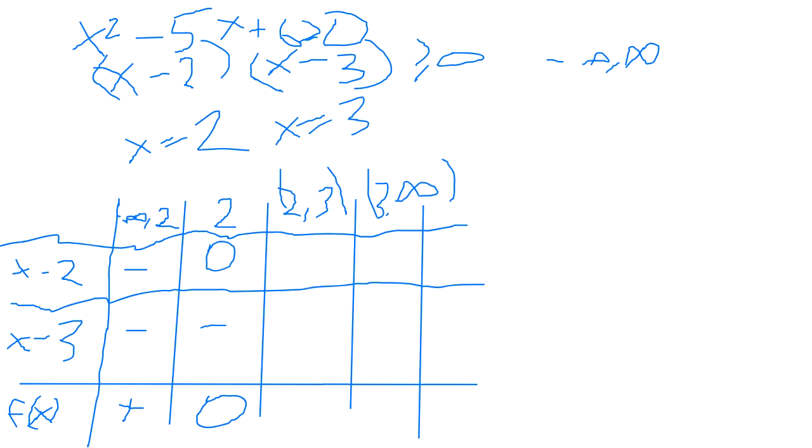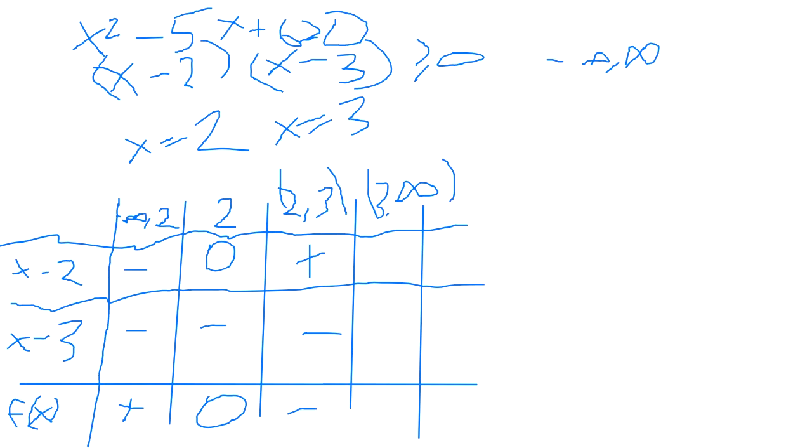Exactly, 2.5 is between 2 and 3. So if I put 2.5 in place of x minus 2, what will I get, negative or a positive? Positive, good. Then if I put 2.5 in place of x minus 3, what will I get? Negative. Positive and negative is what? Negative. Good.